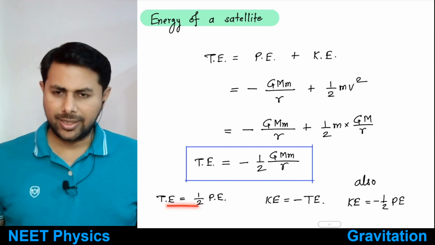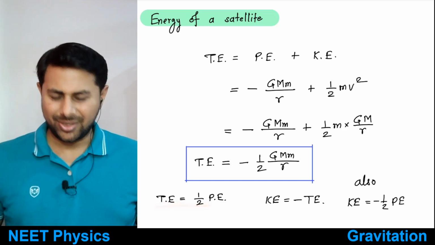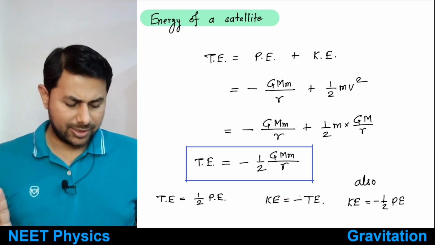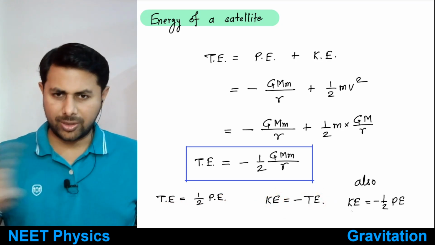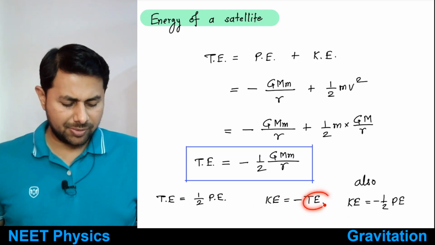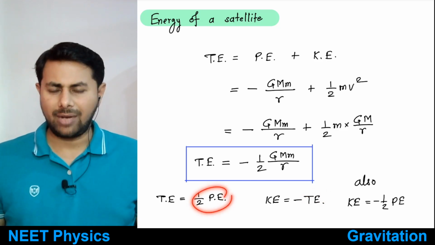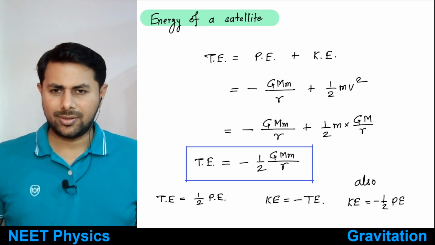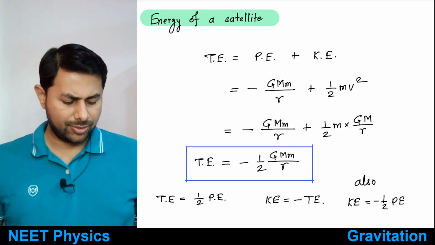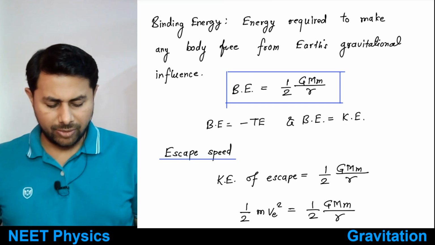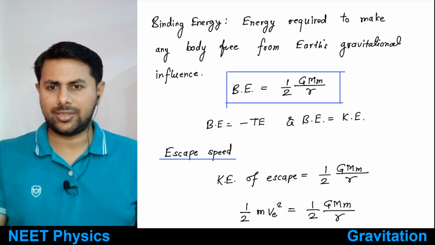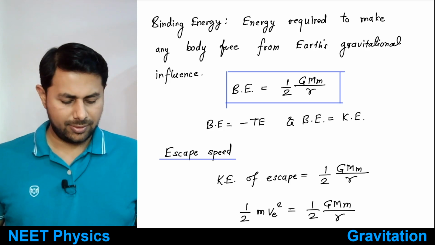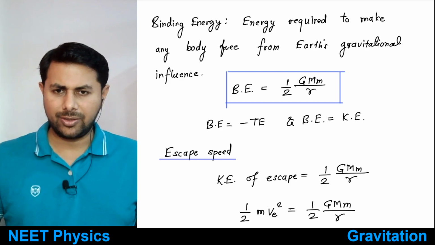Now see, there are too many relations, you might say, but it's not at all difficult. Total energy is half of potential energy. You need to remember this. Kinetic energy is the negative of total energy. You need to remember this, for a revolving satellite. And because kinetic energy is the negative of total energy, and total energy is half of potential energy, kinetic energy is minus half of potential energy. This is true for a revolving satellite. And this is always true: binding energy is the negative of total energy. Okay, this is clear, everyone?